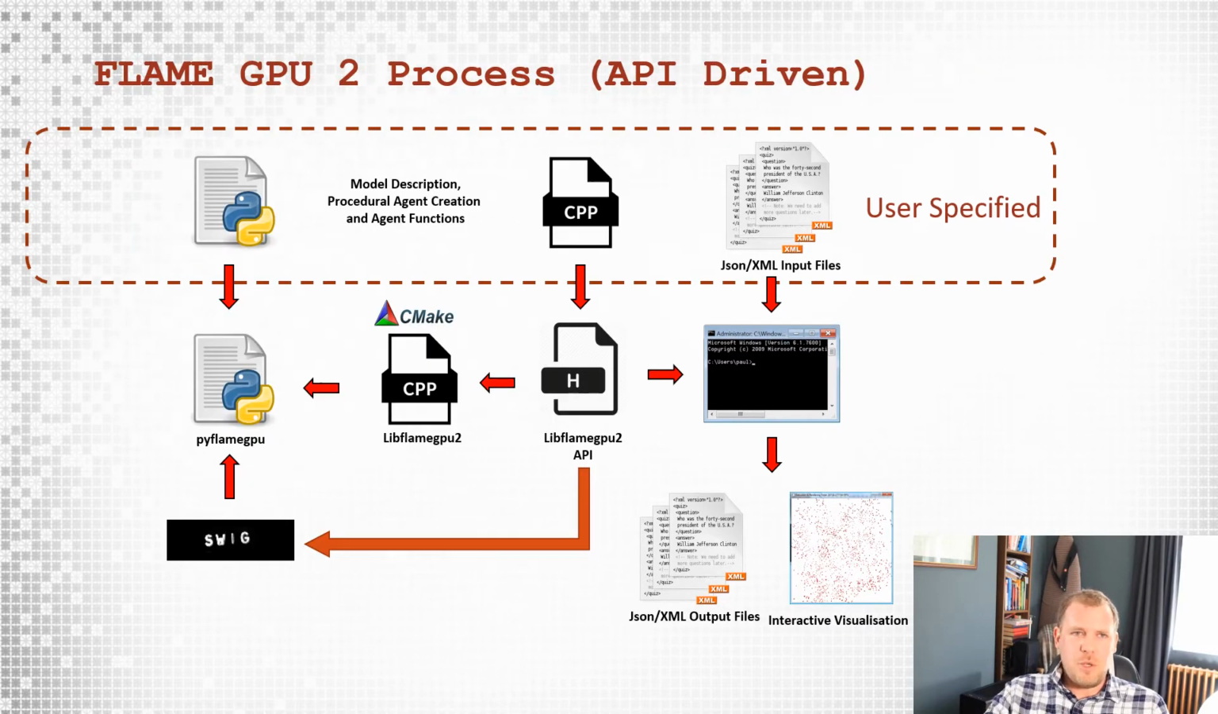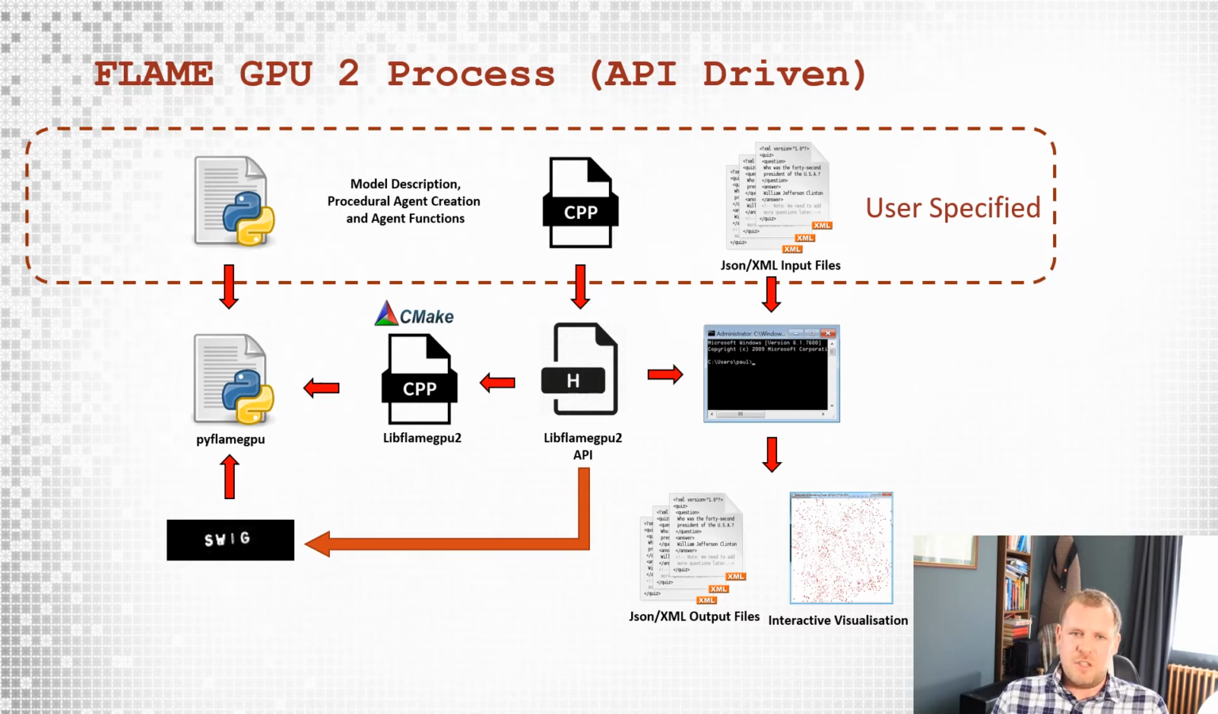So Flame GPU2 then is API driven rather than template driven. So this is advantageous as it reduces the amount of duplicate code that would otherwise be generated through templating, but it means that there's quite a bit more complexity required to make a library that supports the generalized case. I'm going to go through some examples in a moment that show a very basic utilization of Flame GPU2 so that you can understand how that works.